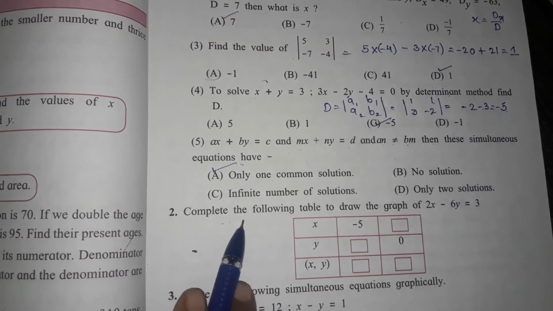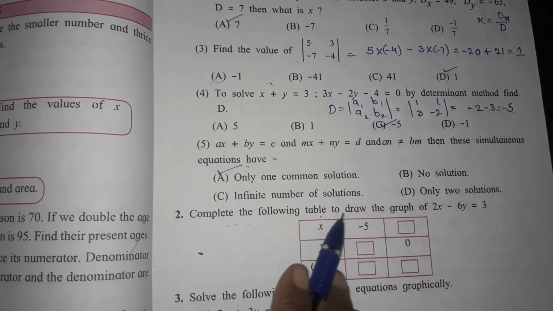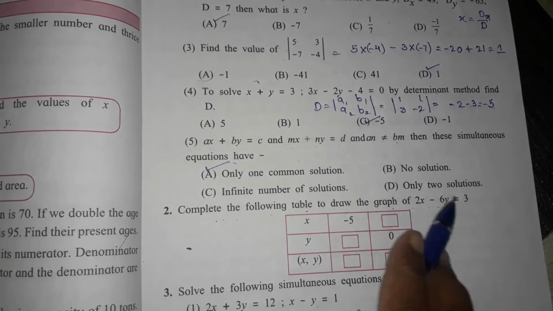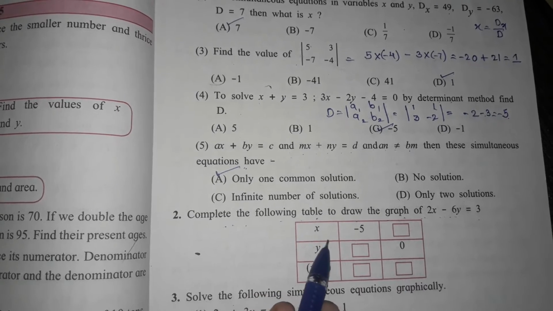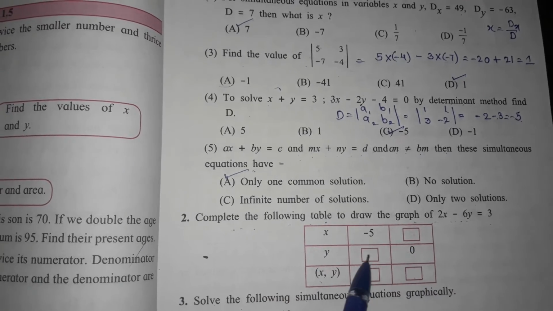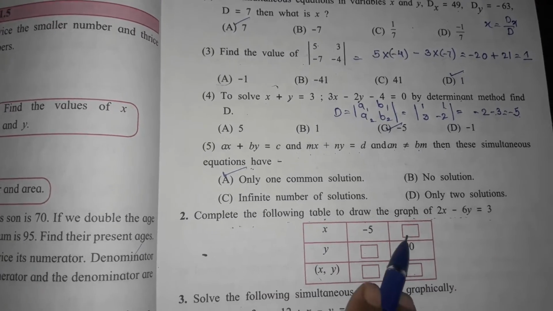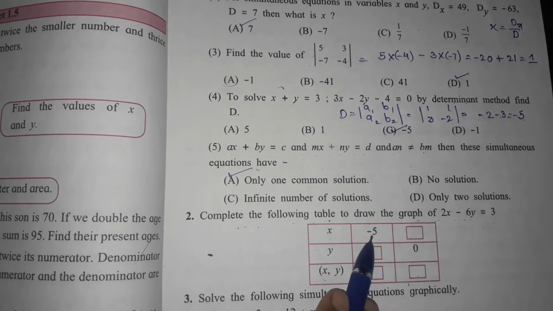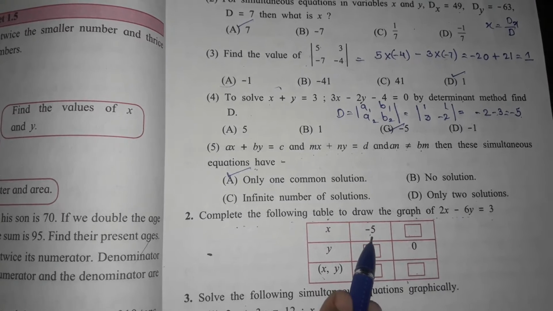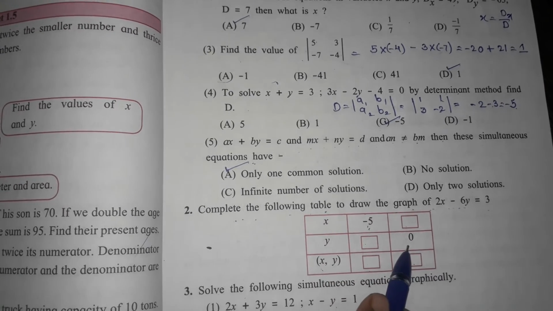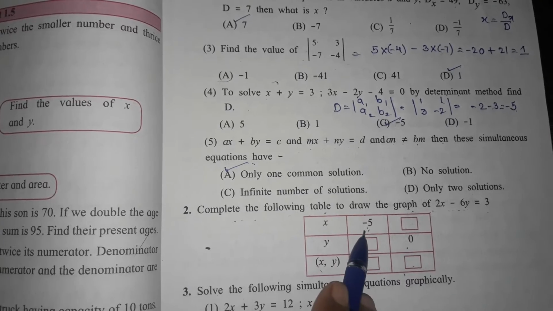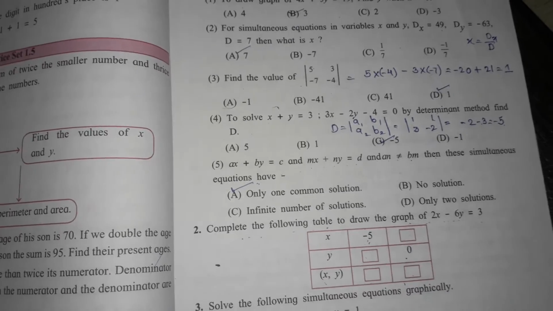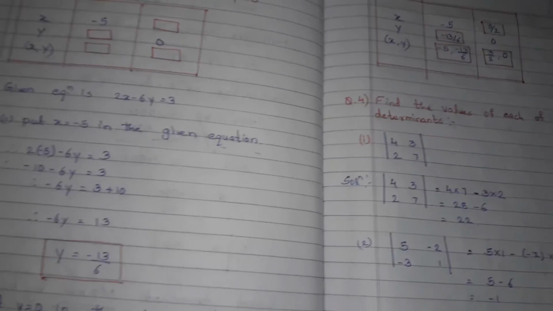Now question number 2 is: complete the following table to draw the graph of 2x minus 6y is equal to 3. Here an activity is given and we have to solve this activity. That means we have to find out these boxes. In the first one, x is equal to minus 5 is given, and in the second, y is equal to 0. So using this we have to find out our remaining values.